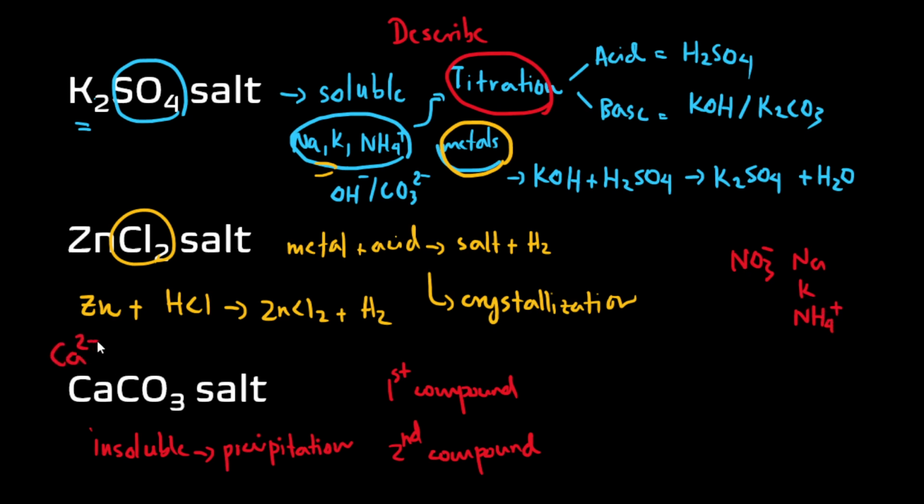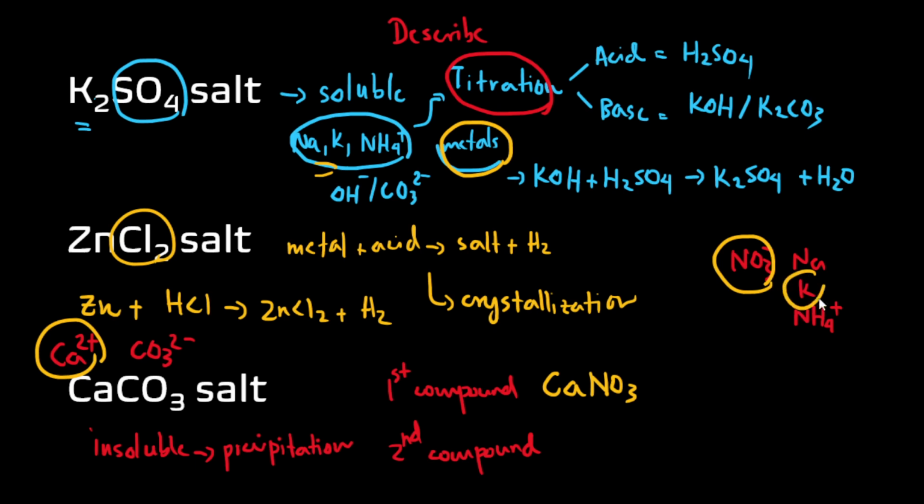So what you will do with calcium carbonate, which is Ca2 plus and CO3 2 minus, is attach your nitrate to the metal cation. So your first compound would be Ca(NO3)2. Your second compound, you can select any one of these and attach it to your negative ion. Let's say potassium, so you can attach it to carbonate. So it will be K2CO3. Now if these 2 react, we will form an insoluble precipitate of calcium carbonate here, along with potassium nitrate.